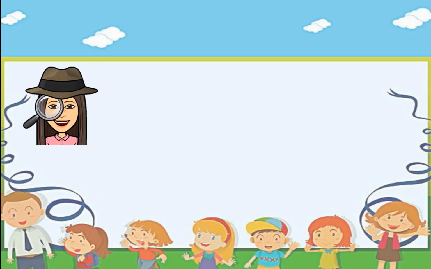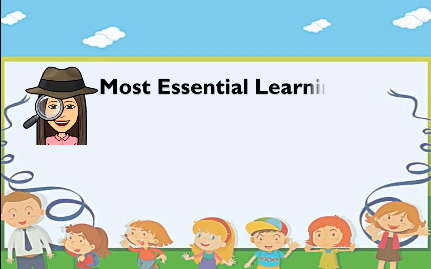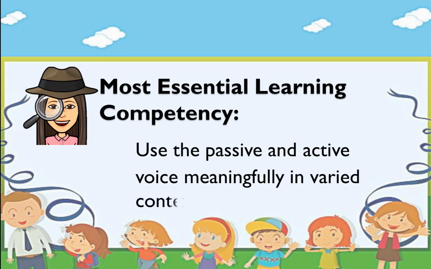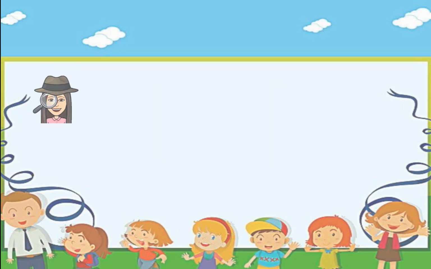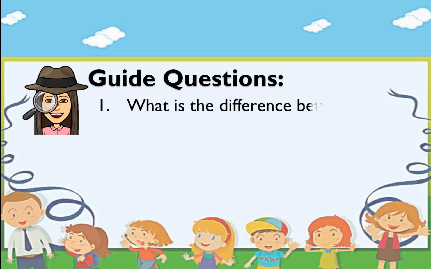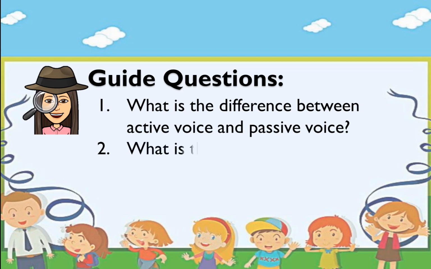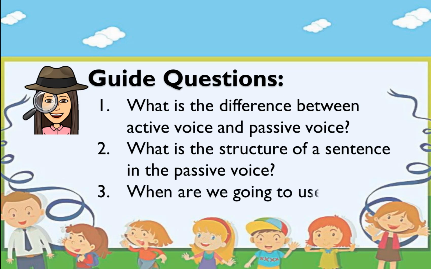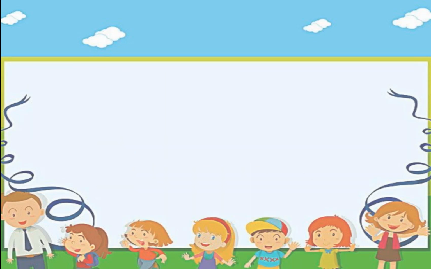Our discussion would focus on the most essential learning competency: use the passive and active voice meaningfully in varied contexts. And we will be guided by these questions. First, what is the difference between active voice and passive voice? Second, what is the structure of a sentence in the passive voice? And third, when are we going to use the active voice and the passive voice?